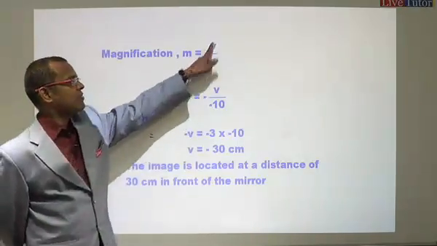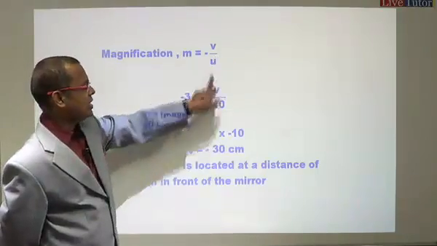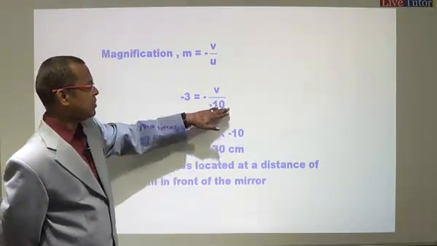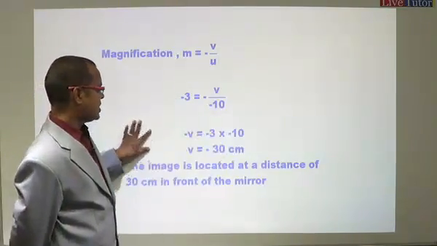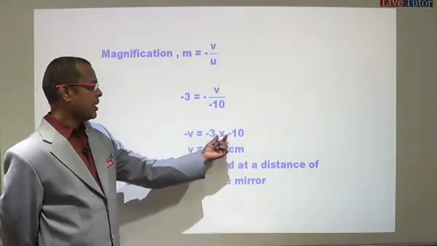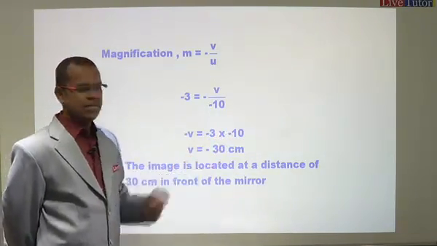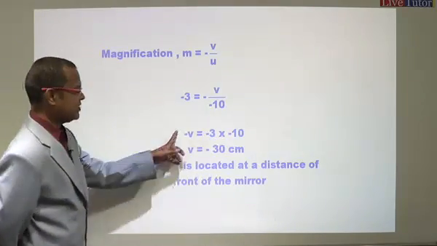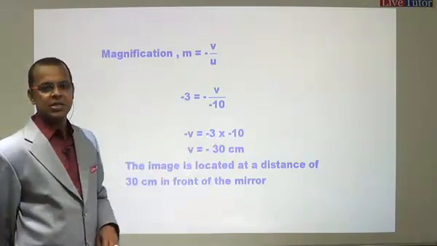M is equal to -V by U. M we know is -3, and the object distance is also known, -10. Simply cross multiply, -3 into -10. So -V is equal to -3 into -10, minus into minus is plus. So -V is equal to plus 30, and V is equal to -30 centimeter.